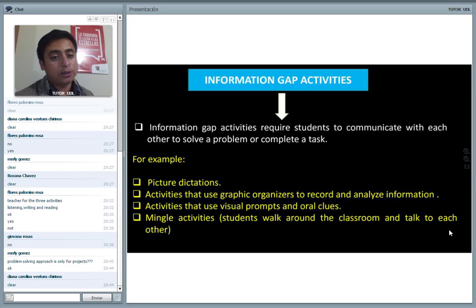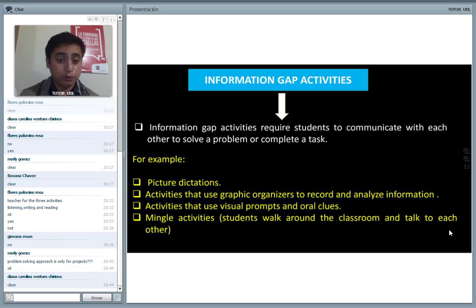This is an activity that we have been talking about before: information gap activities. So remember that we can use information gap activities to make students speak and complete some tasks. Of course, these kinds of activities are used for improving students' vocabulary and grammar as well. Information gap activities require students to communicate with each other to solve a problem or to complete a task.